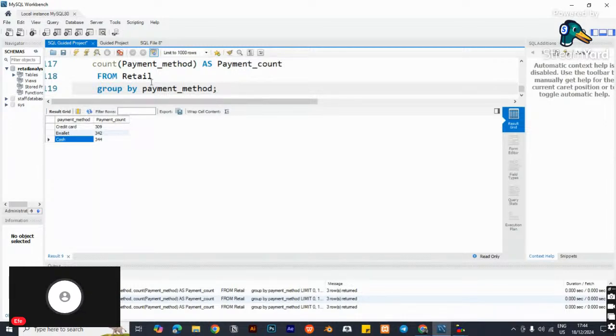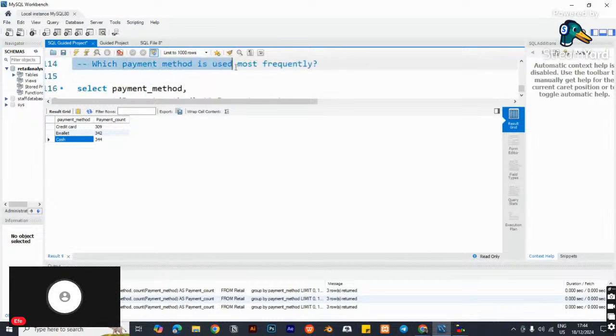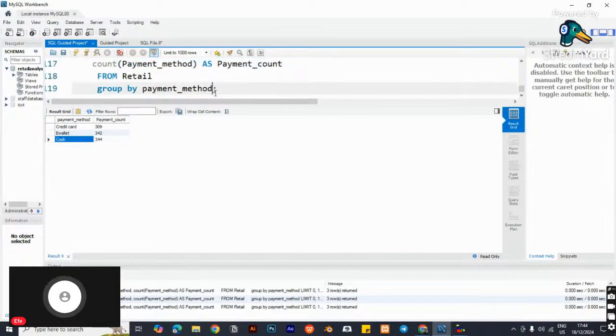Since the question says which payment method is the most frequently used, imagine we had hundreds of payment methods. You won't only see credit card here, you won't see e-wallet alone, or cash. You will see all of them appearing below. So to answer which is the most frequent, that's which payment method had the highest number of counts. We can just shift this semicolon and use the group by.